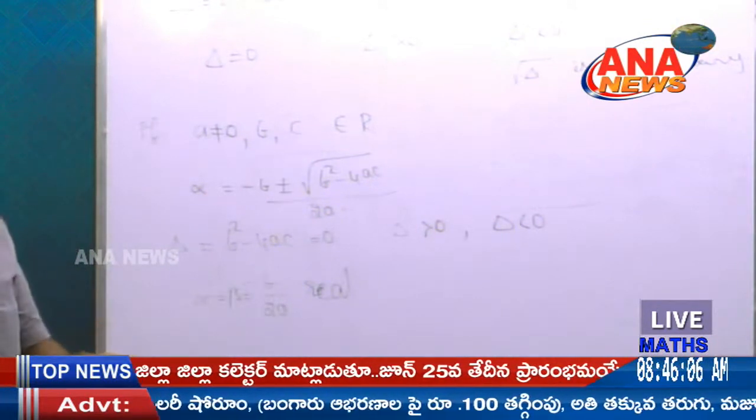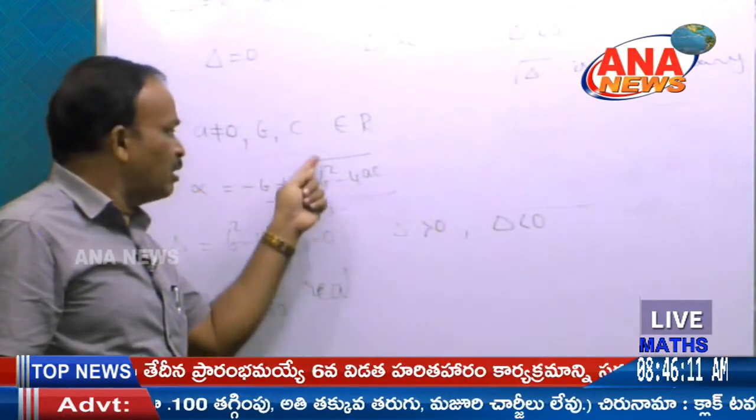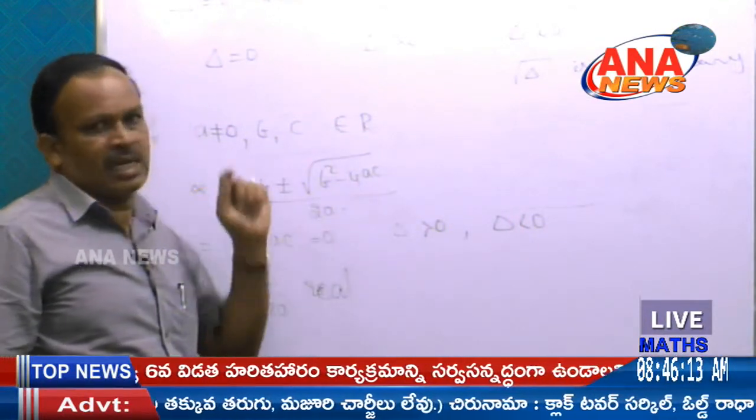If delta is greater than 0, that is, b square minus 4ac is greater than 0.